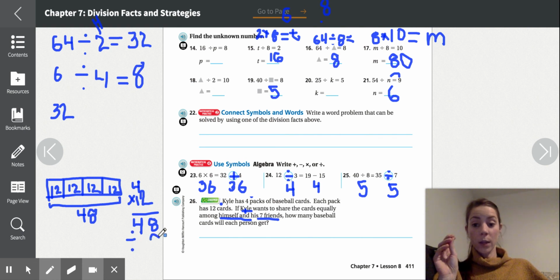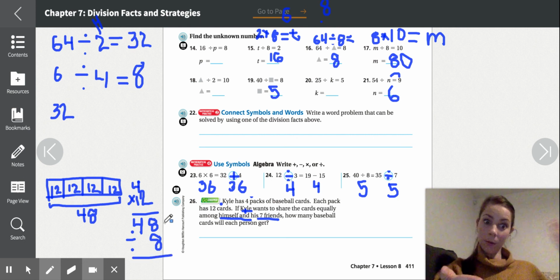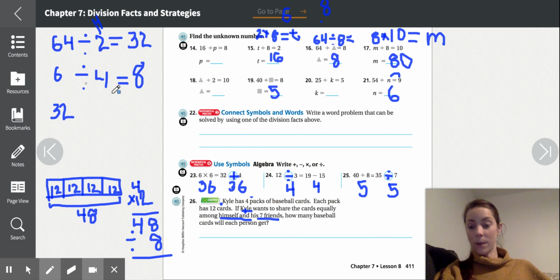So again, you could draw the 8 groups and pass them out one at a time, or you can use one of our division strategies so you don't have to pass out one. My new strategy that I like the best is this one up here. Taking 48, dividing it by 2 first. So if I take this whole and I divide it in half, half of it is 24, and then taking that 24 and dividing it by 4. 24 divided by 4 is 6. So 48 divided by 8 is 6. So each person will get 6. If you had that, bravo.